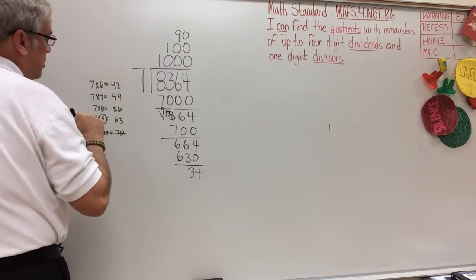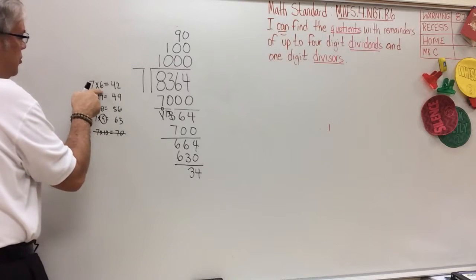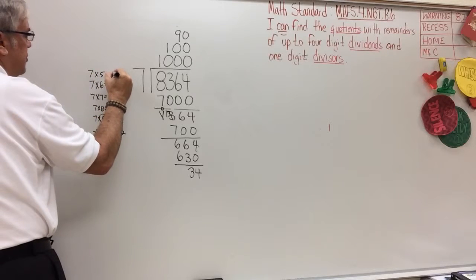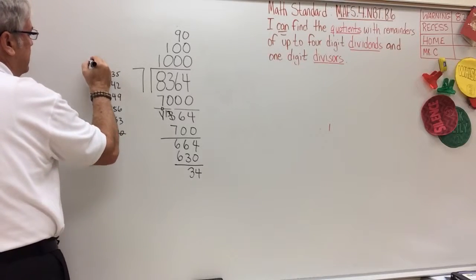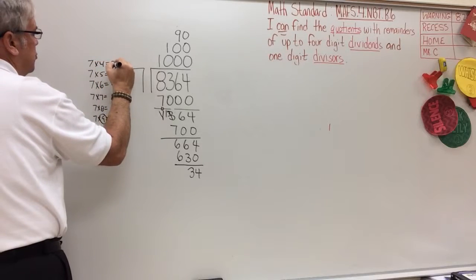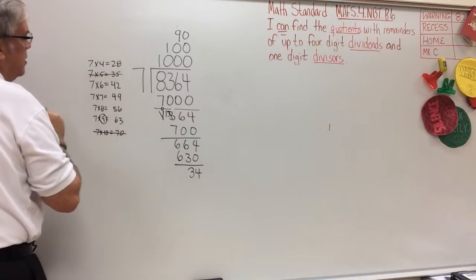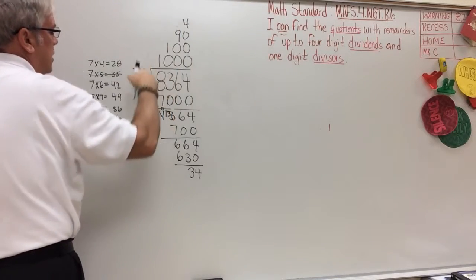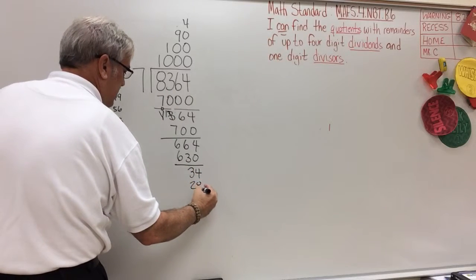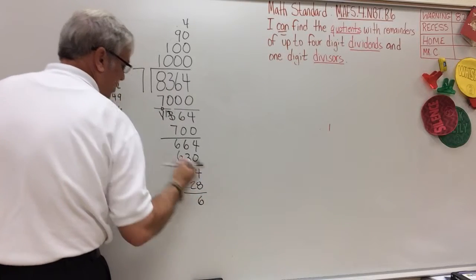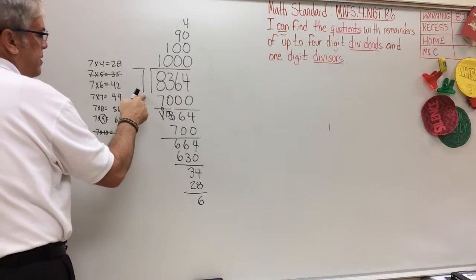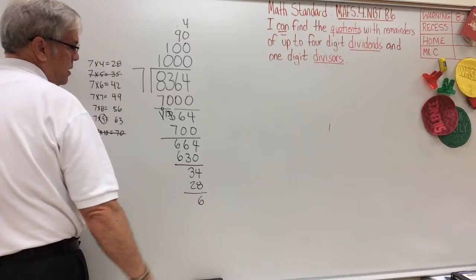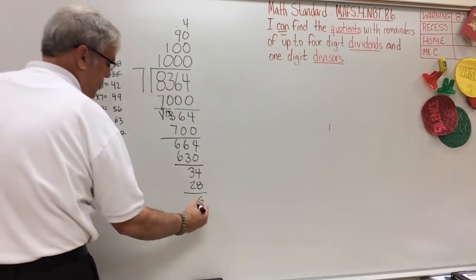So we take a look over here. We know that we started out with our multiples and 6 was too high. So let's go to 7 times 5. That equals 35. Still too high. 7 times 4 equals 28. So let's go ahead and use 4. 4 times 7 is 28. We subtract and we have 6. Now we look at our divisor, and our divisor is now larger than our remaining dividend. So that becomes our remainder.